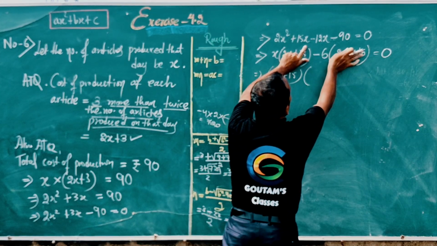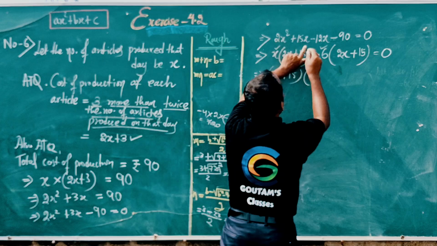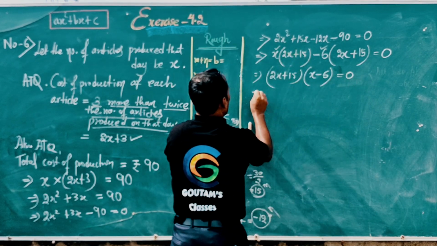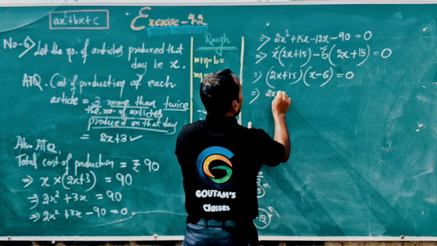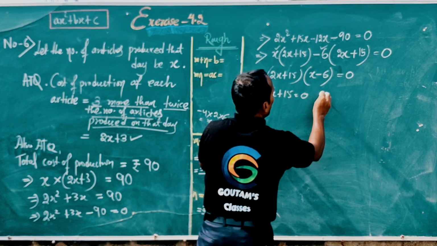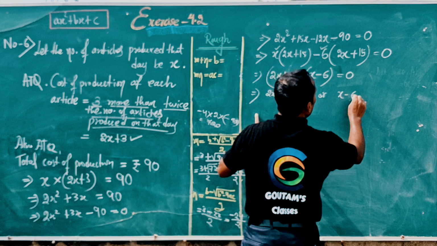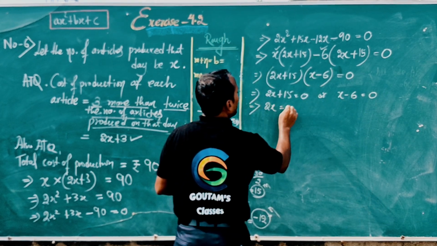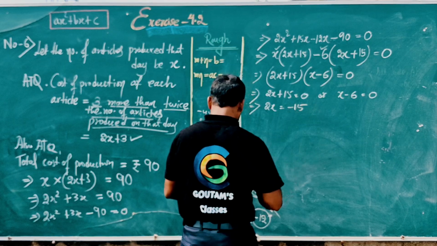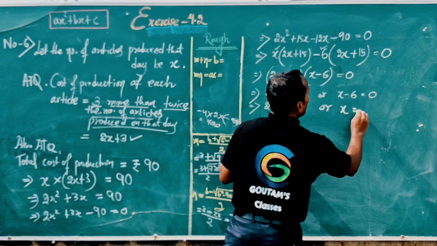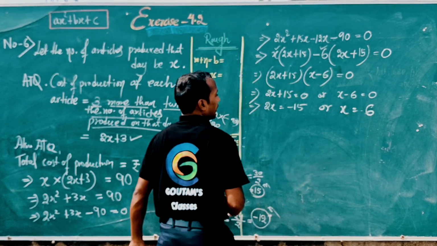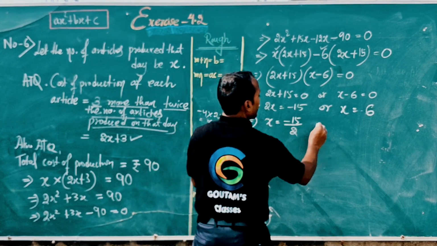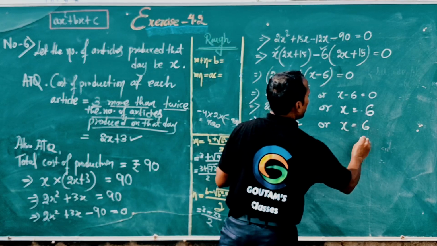What is left after taking 2x plus 15? You are left with minus 6 and x. x minus 6 equals 0. Now we have either 2x plus 15 is equal to 0 or x minus 6 equals 0. So we have 2x is equal to minus 15 or x is equal to positive 6. Now x is equal to minus 15 by 2, and here we have x is equal to 6.